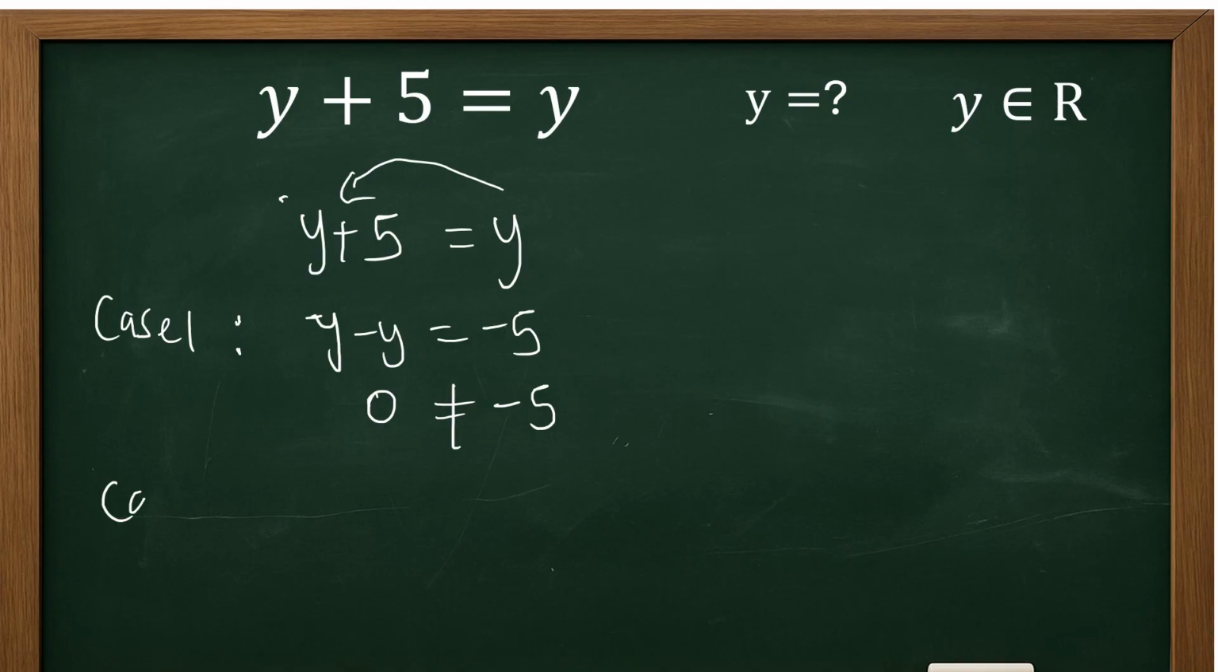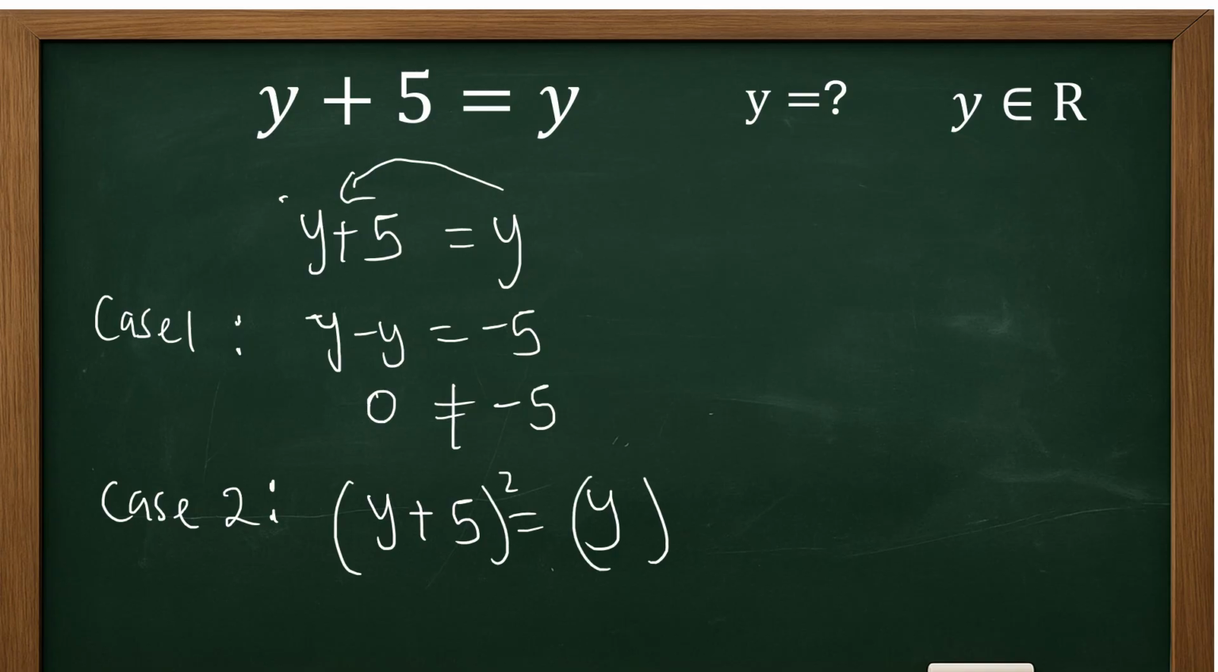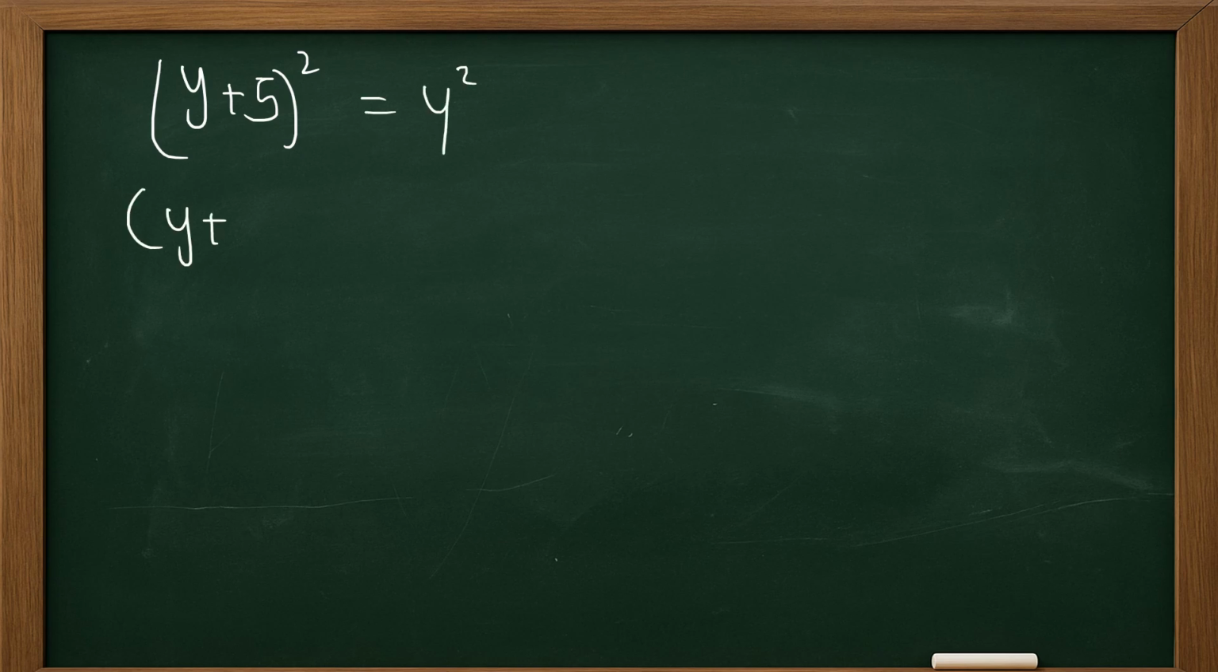Now let's look at case 2, which is going to be the best approach. That is, we have the square root of y plus 5 equals y. Square both sides. Okay, so in the next slide, we have y plus 5 equals y squared.